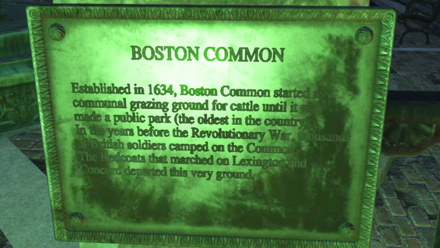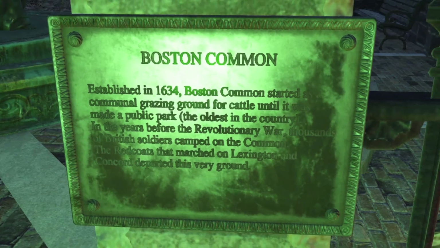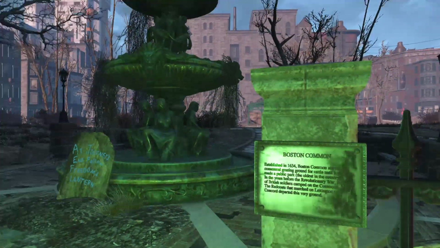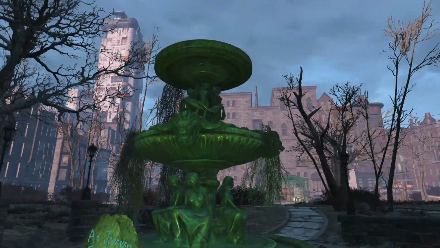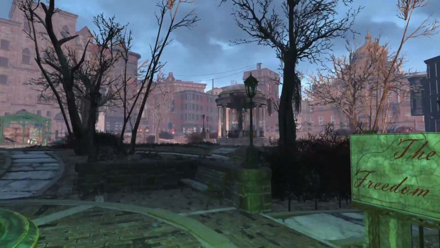In the year before the Revolutionary War, 1,000 redcoats camped on the Common. The redcoat brigades that marched on Lexington and Concord departed this very ground. So the time, the events, the location, all of that is correct. This is all the same. This does match our own history.